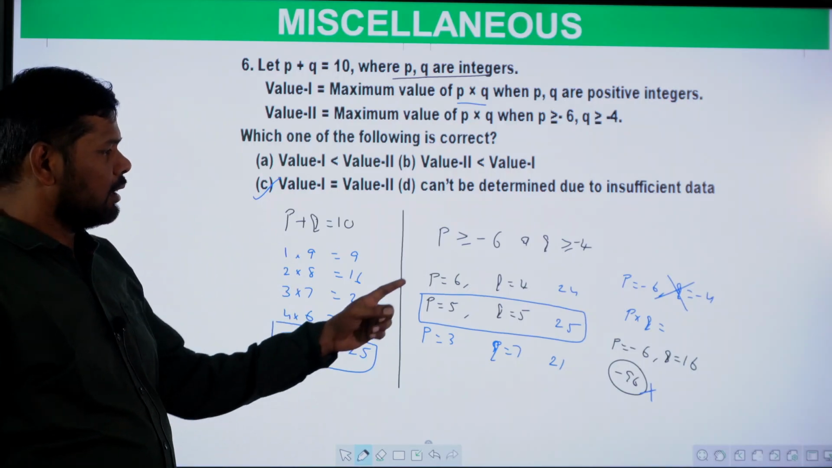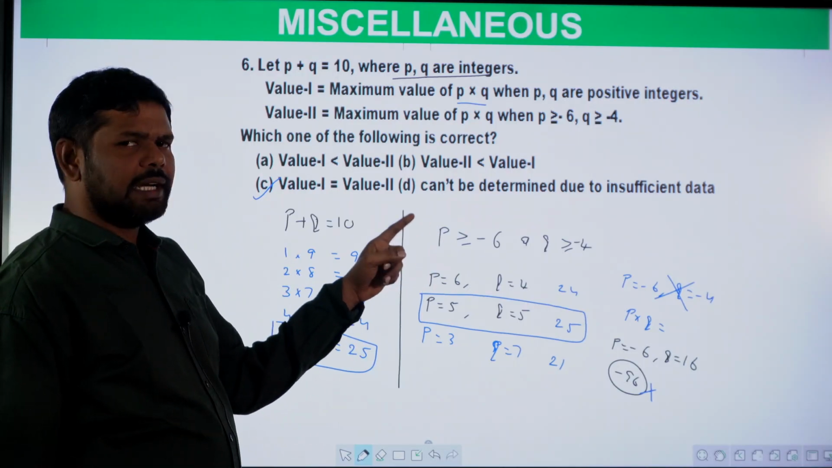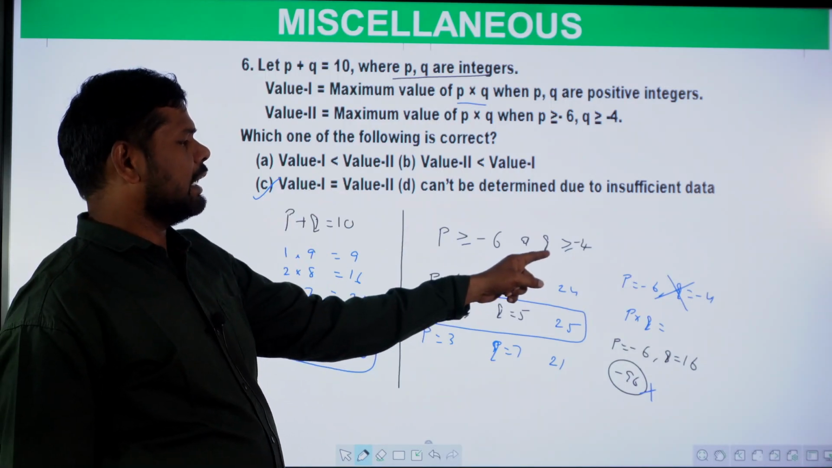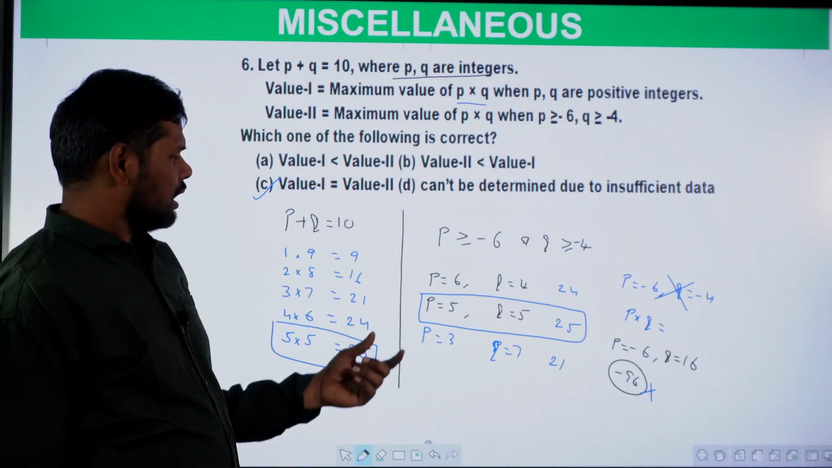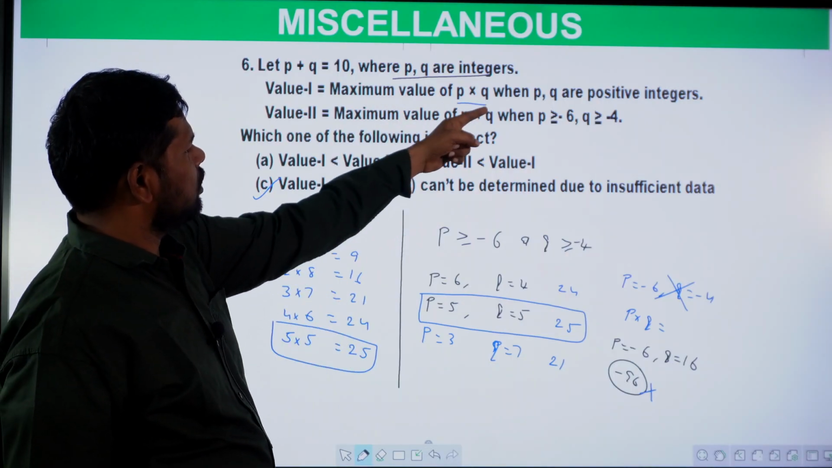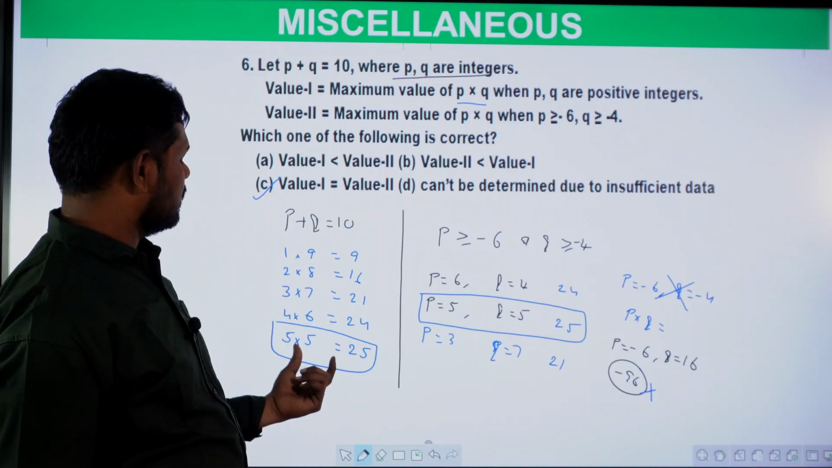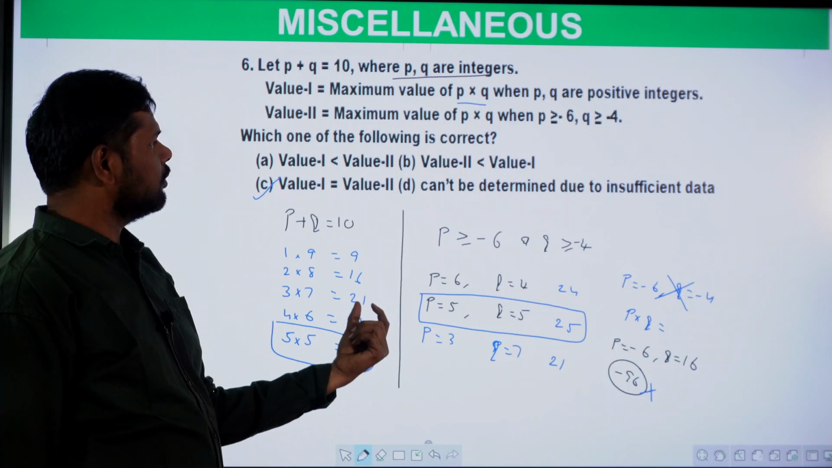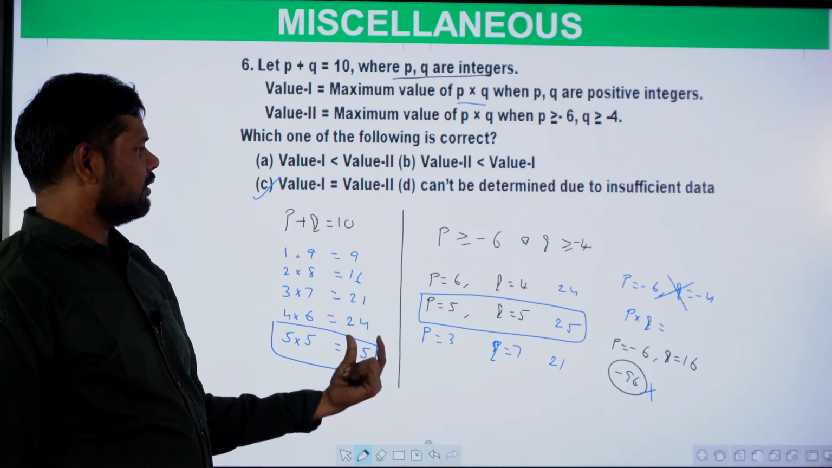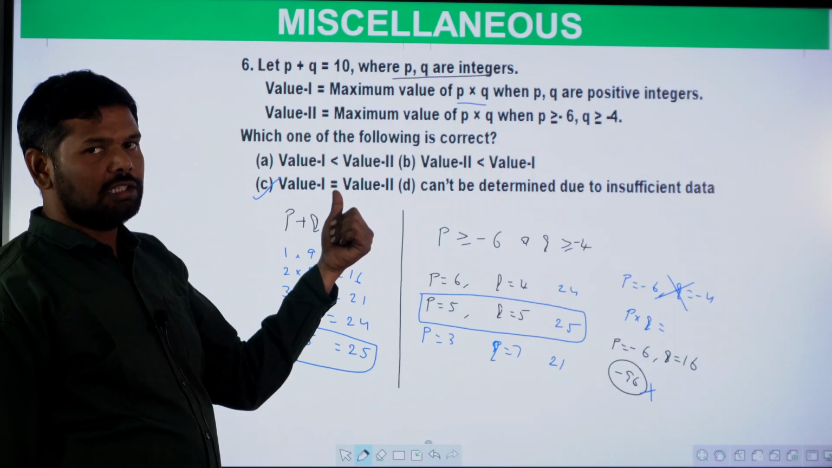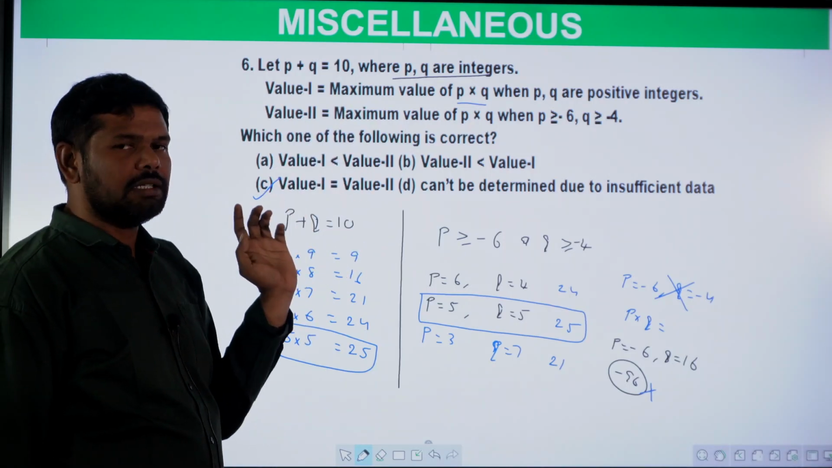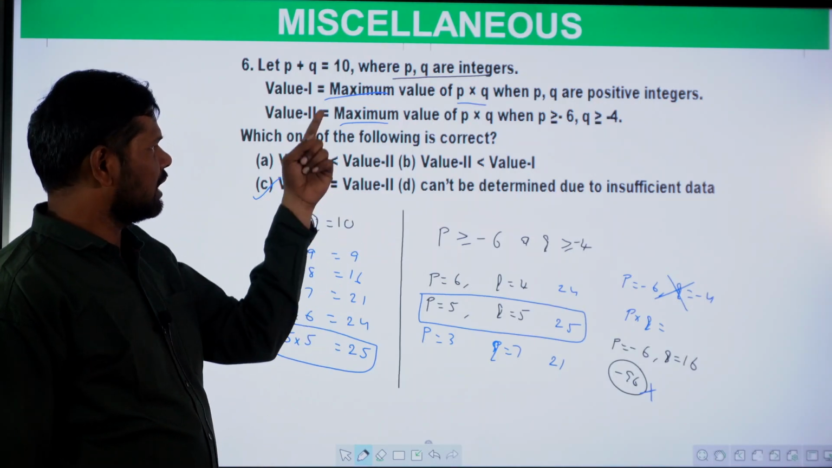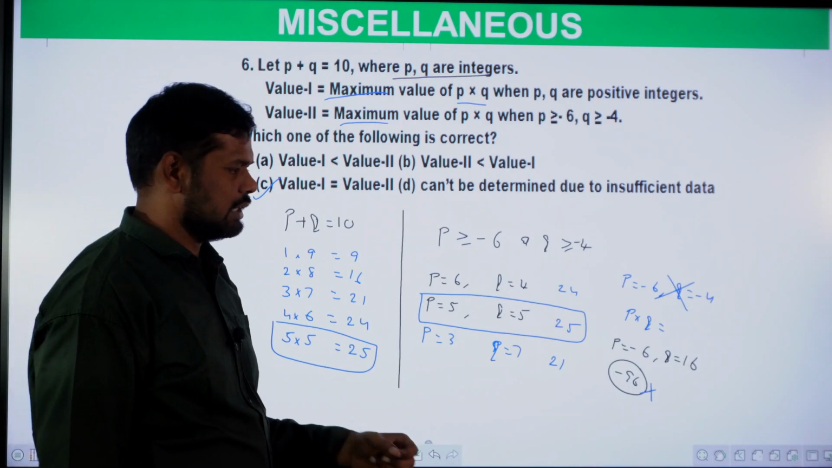That's the case. Right? So P greater than or equal to minus 6 means minus 6, minus 5, 0, 1, 2, 3, 4, 5, 10, 100, whatever value we take. Q greater than or equal to minus 4 means minus 4, minus 3. Okay. Observe, in the first case also, P and Q equals 5 is possible. In the second case also, P and Q equal to 5 is satisfied. There we get that the maximum product of P and Q is 25. So that's why value 1 is equal to value 2. If they did not give the word maximum, we can't say the exact P and Q values. But because of that maximum, exactly 25 and 25 are the chances.